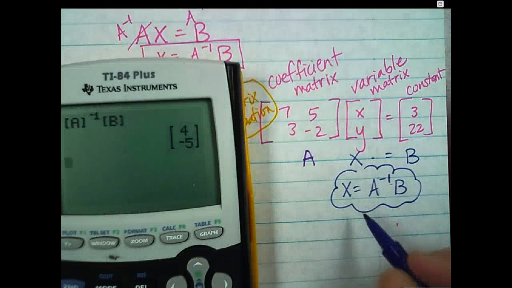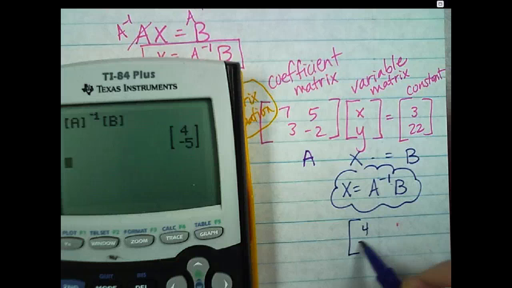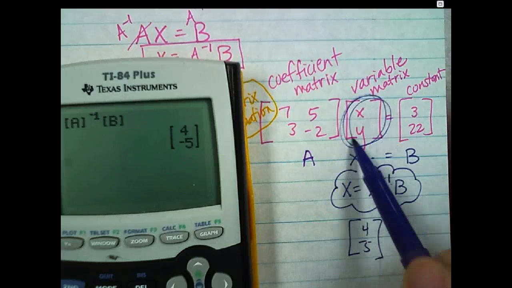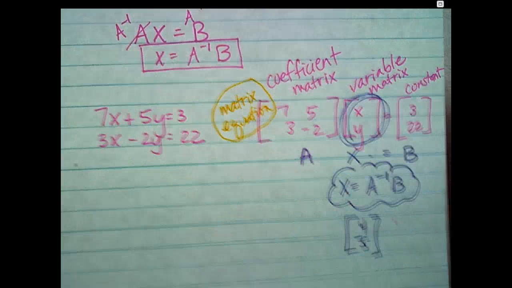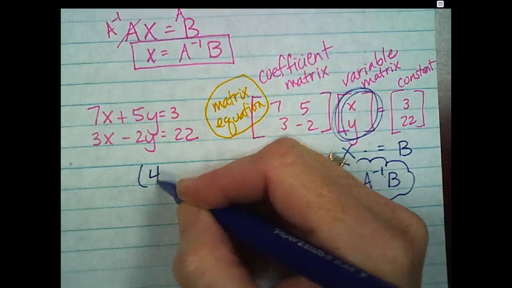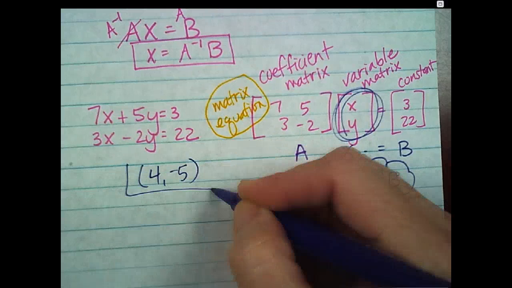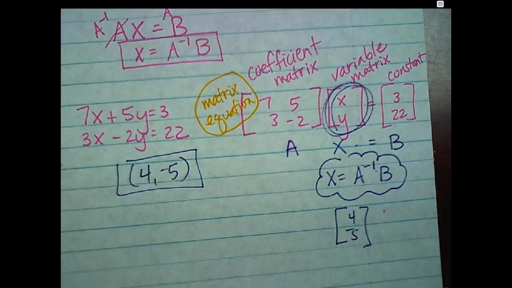Okay. That means if I give you 4, -5, and that was the x, okay, the answer to a system is an ordered pair, so the answer was 4, -5. That is the point they intersect at. That's the only point that makes both equations true.